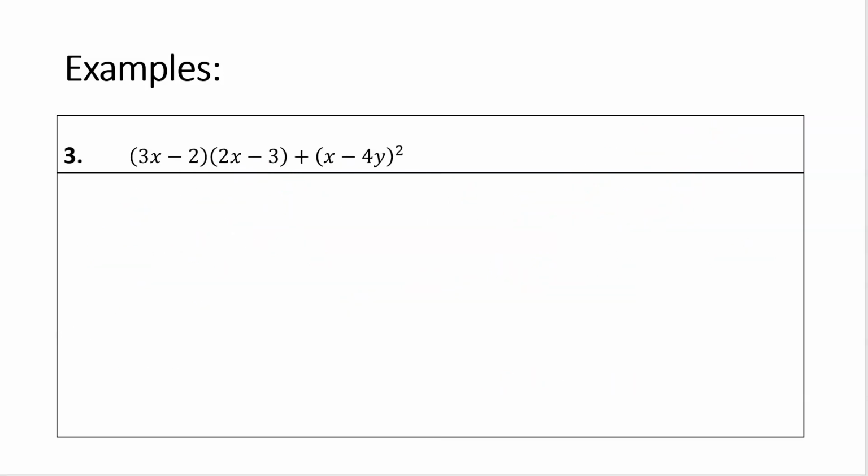3x minus 2 times 2x minus 3 plus x minus 4y squared. So remember here that we always must use the correct order of operations. So we need to do exponents and multiplication before any addition or subtraction.